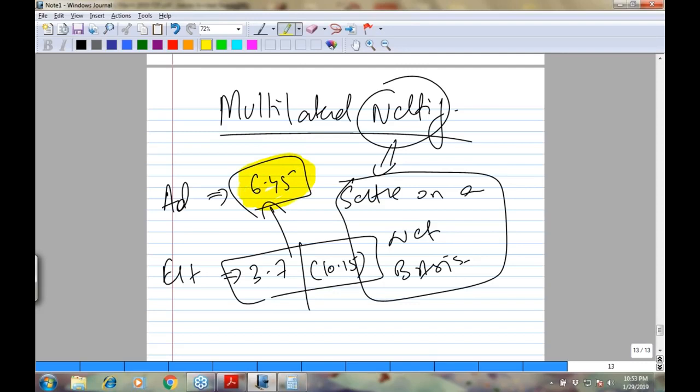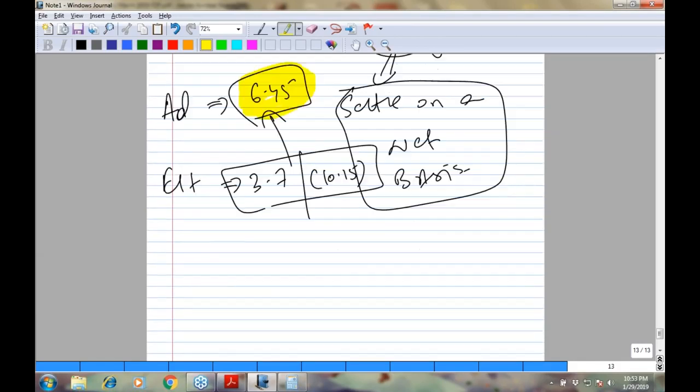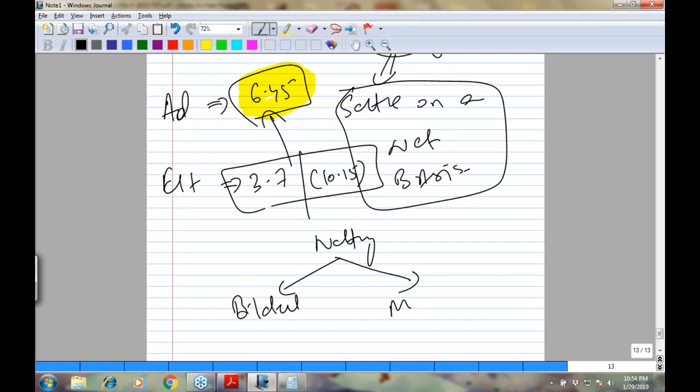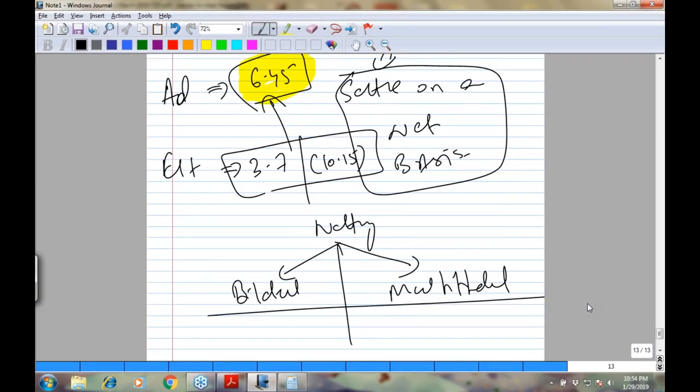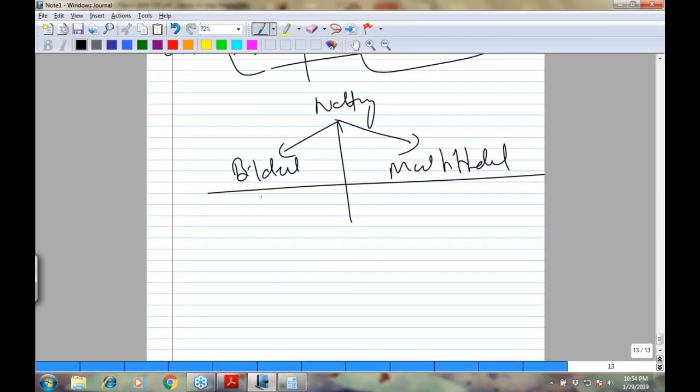Whenever we talk about the concept of netting, netting actually means to settle on a net basis. There are two types of netting contracts: bilateral netting and multilateral netting. What exactly do we mean by bilateral or multilateral netting? Bilateral is between two parties, and multilateral is between multiple companies.